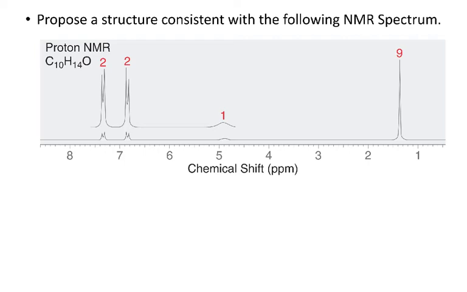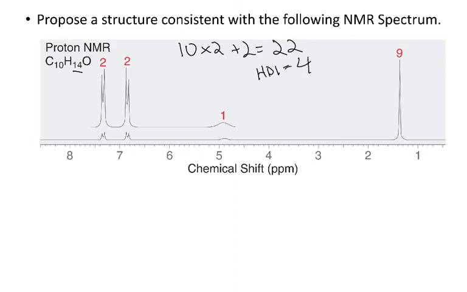Okay, so we want to propose a structure consistent with the following NMR spectrum. And so I think the first thing that's always good to do is to calculate the hydrogen deficiency index, right? And that'll tell us about how many double bonds and rings we have. So to get the hydrogen deficiency index, we're going to take the number of carbons, so 10, times 2 plus 2. So to be saturated, we would need 22 hydrogen atoms. But in fact, we have 14. So 22 minus 14, we're missing 8 hydrogens, so that gives us a hydrogen deficiency index of 4.